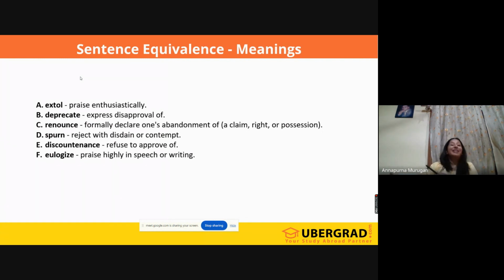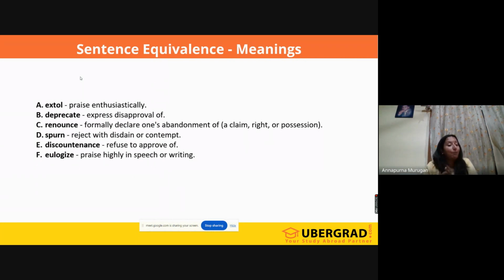Renounce is what? You're giving up. You don't want it, even though it gives you comfort, you're rejecting that. So renounce is the word that you can take up. Spurn is also what? It is again disdain or rejecting. So we take spurn as well. And discontinence is what? Refuse to approve.